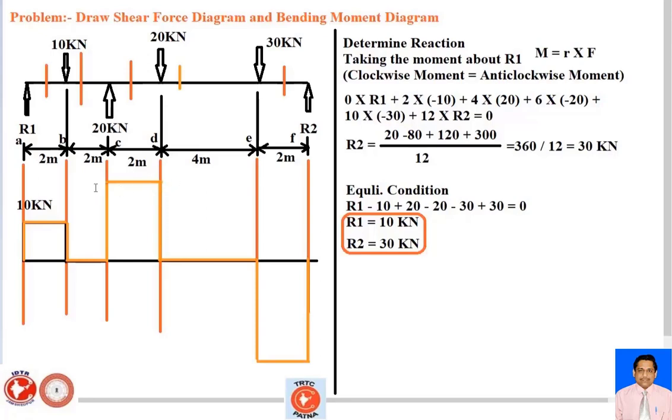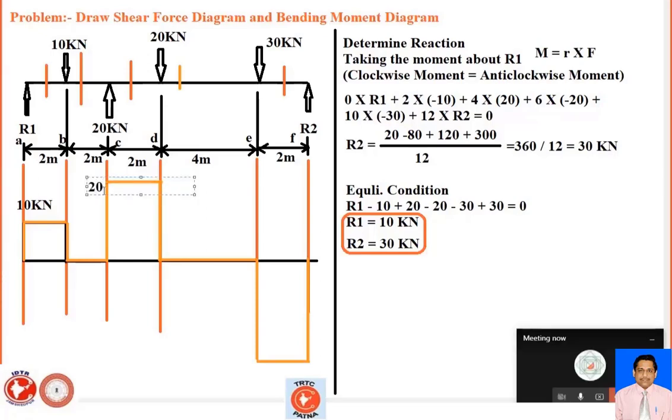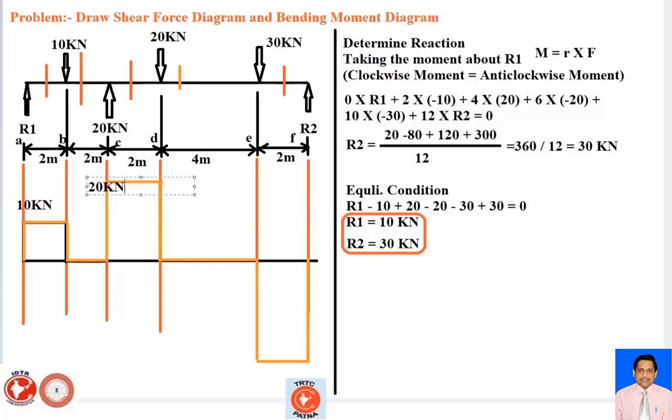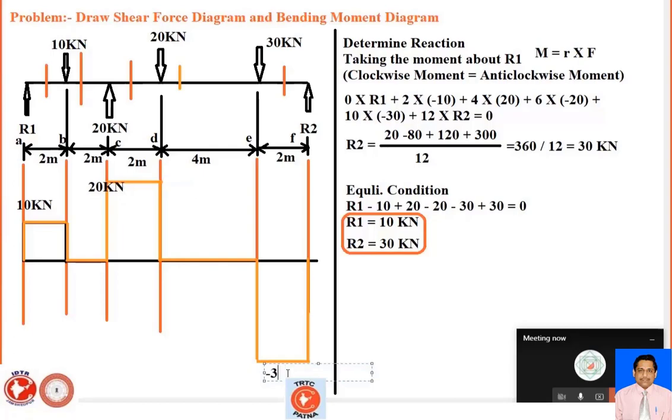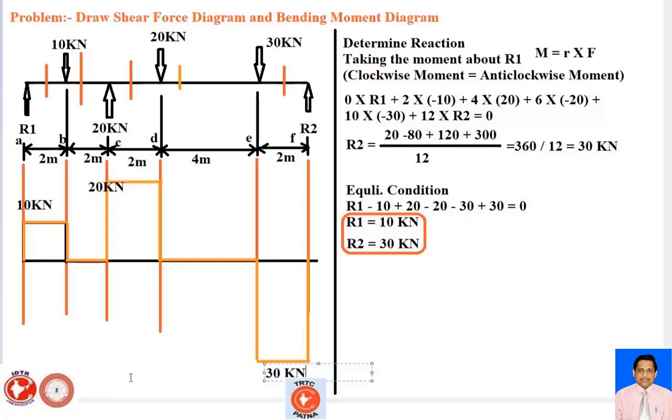Here is 20 kilonewtons. The value is 20 kilonewtons. And here is minus 30 kilonewton. So I have simply written down here 30 kilonewton. In this manner you have to draw the shear force diagram.